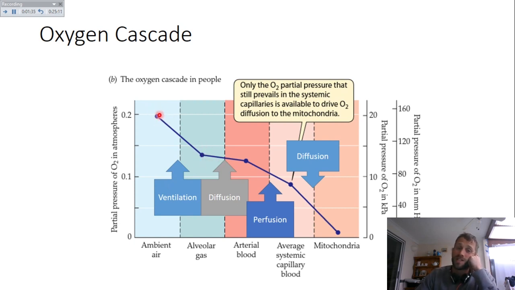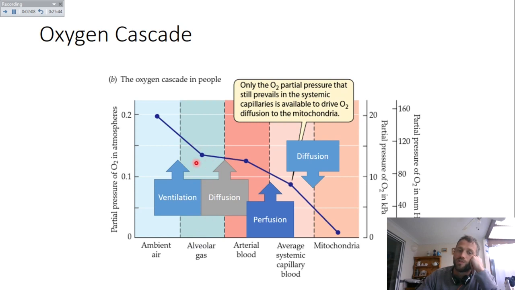And there's a drop here, and there's a drop for a number of reasons. There's a drop because the air's being moistened, which causes a reduction in partial pressure. There's also a reduction because it's getting mixed with CO2 that's being pumped out of the lungs, so the overall pressure is being reduced. But we're not really too fussed about that right now. The main thing is that you understand that to move it from the ambient air to the alveolar gas, we do so through ventilation.